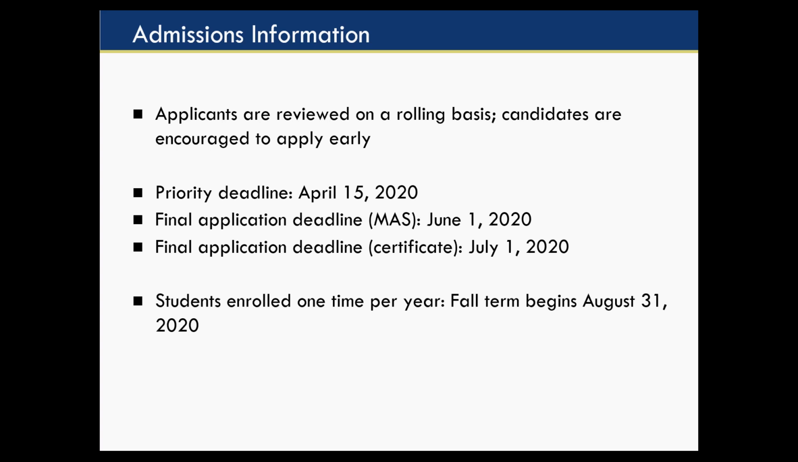Our priority deadline is April 15th. Our final deadline is June 1st for the master's program. And then for our certificate program, the deadline is July 1st. We are here to assist through the application process. So if you have any questions, you have a support system with us.